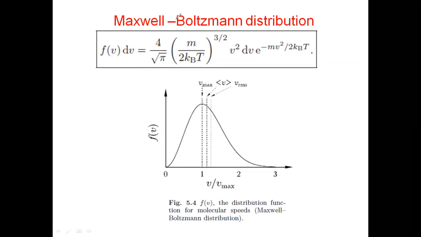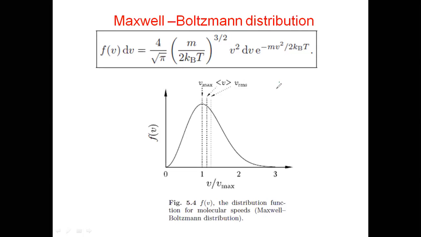Let us try to write this out. Let alpha equal m v square over 2 k_B T. Okay, sorry, we have to do this: alpha equals m over 2 k_B T. Remember, here it is m over 2 k_B T.